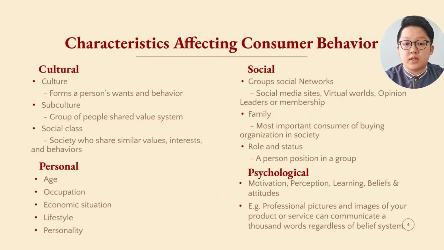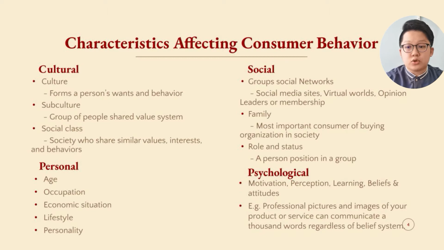The first characteristic is the cultural. Cultural we classify into three categories. The first one is culture, which forms a person's wants and also behavior. The second one is subculture. Subculture is a group of people who share a value system. They share the same values. The third one is social class. Social class is a society of people who share similar values, interests, and also behavior.